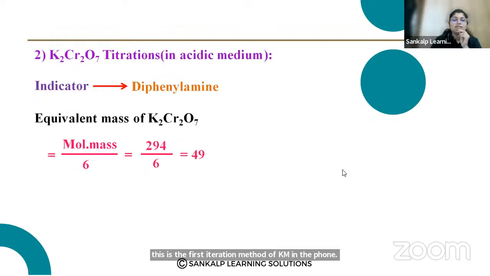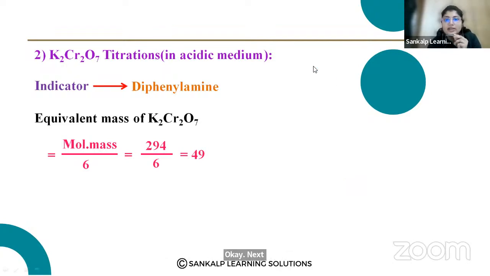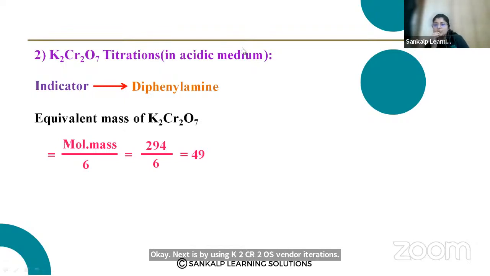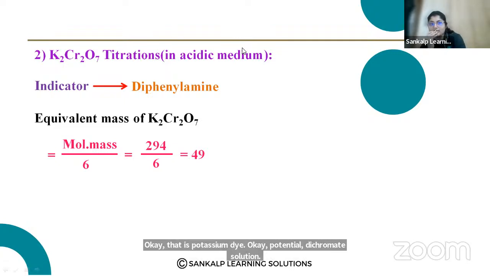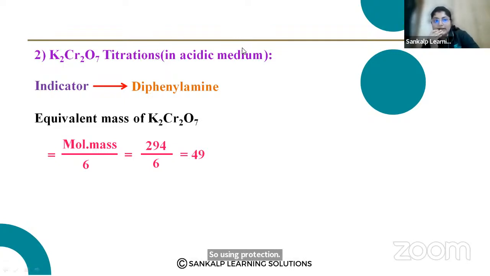Next is by using K2Cr2O7 titrations, that is potassium dichromate. Using potassium dichromate solution also, you can do the titrations.